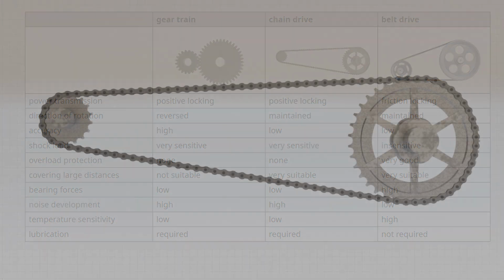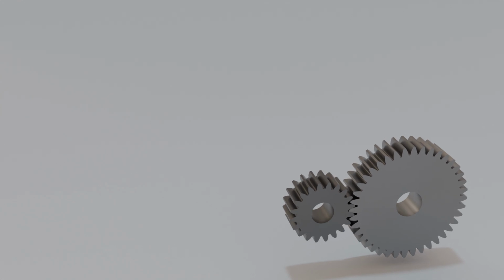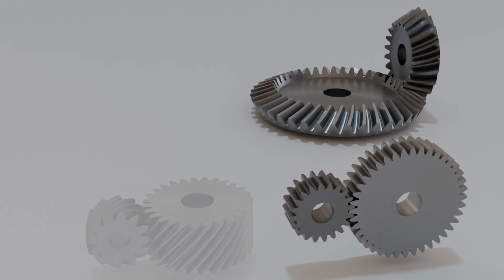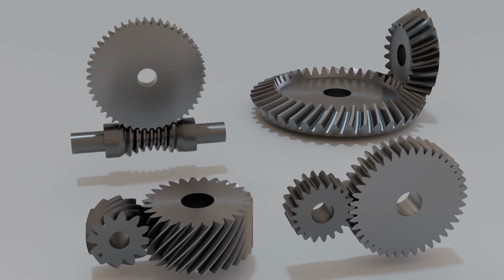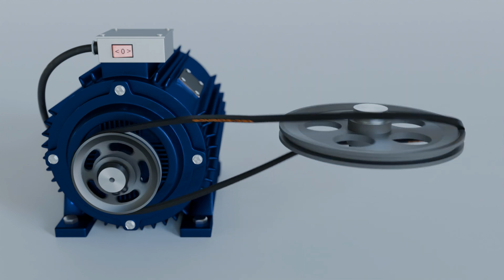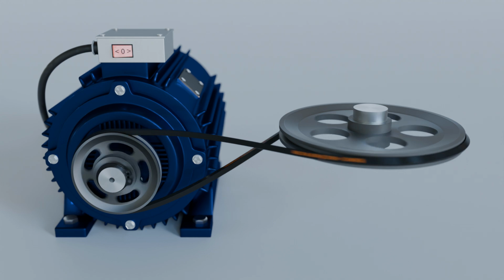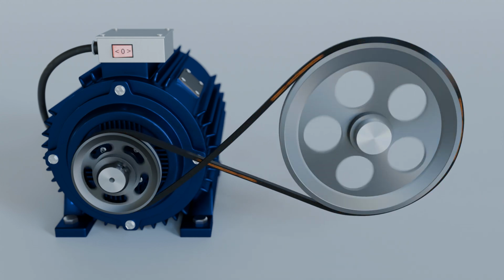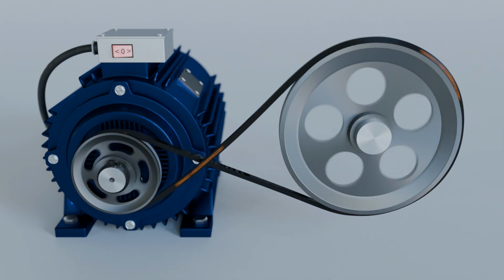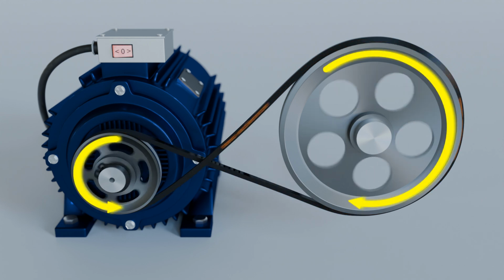Chain drives can only be used with parallel shafts as the chains cannot be twisted. With gear drives, the output shaft can be arranged at different angles using other gear geometries such as bevel gears, screw gears, or worms. With belt drives, the gear shafts can be at almost any angle to each other, depending on the belt used. In extreme cases, the shafts can even be arranged at an angle of 180 degrees to each other. The result is a so-called crossed belt drive. This makes it possible to change the direction of rotation.